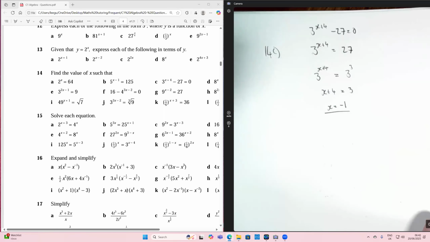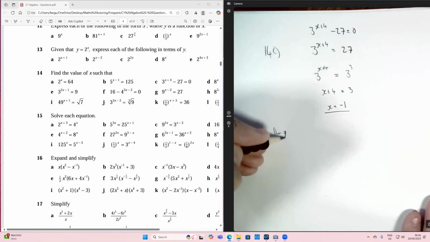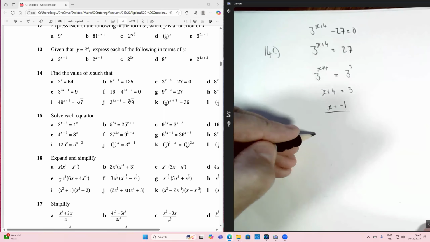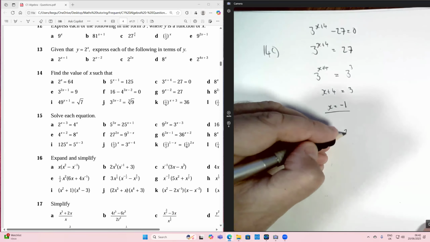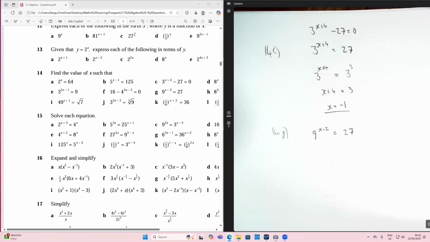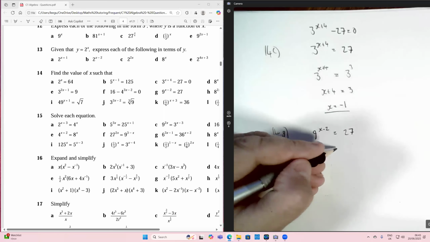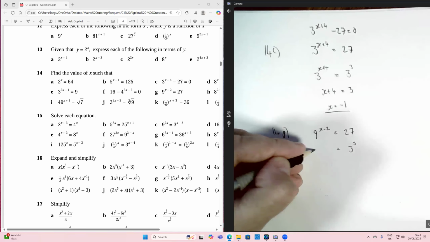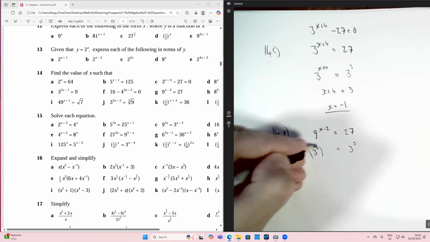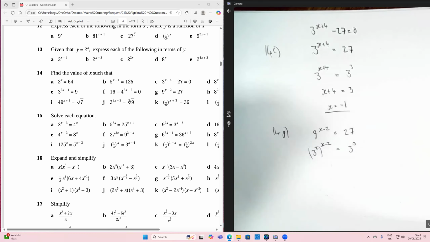Okay, right, let's do a little selection of these and we'll work up in levels of difficulty. Let's have a look at 14G now, G for golf. 14G says 9 to the power of x minus 2 is equal to 27 again. Okay, now there's two ways we could do this. Well, let's think about it. I'm going to go for a power of 3 again. So 27 is going to be 3 cubed. We're going to have 9 is 3 squared. And we've got to the power of x minus 2.